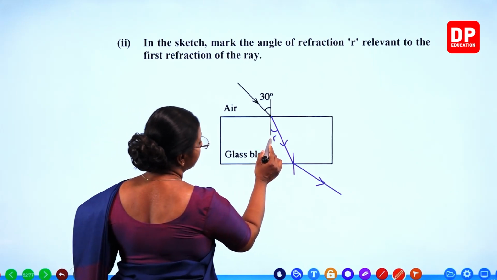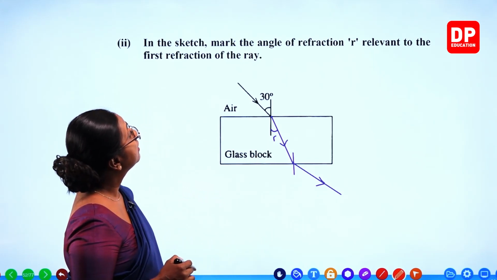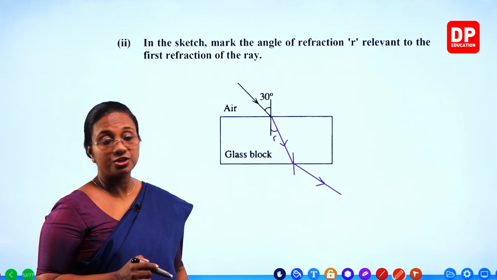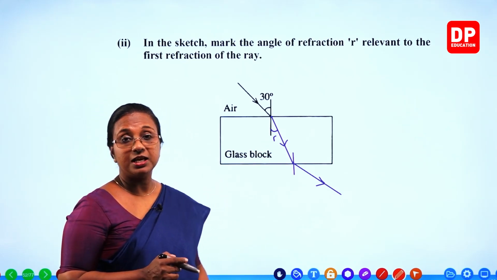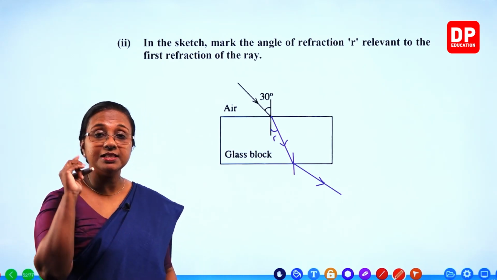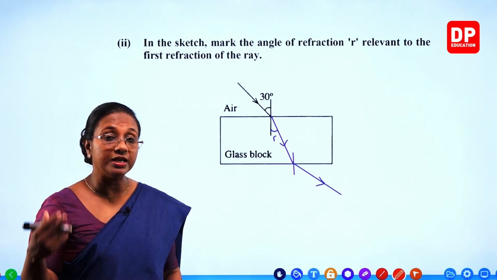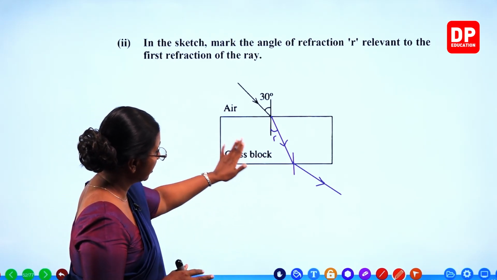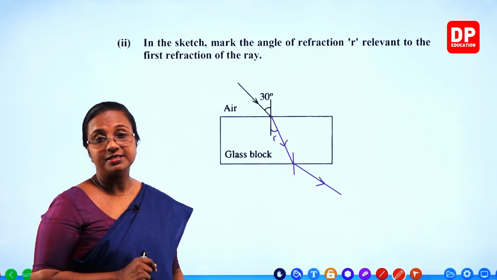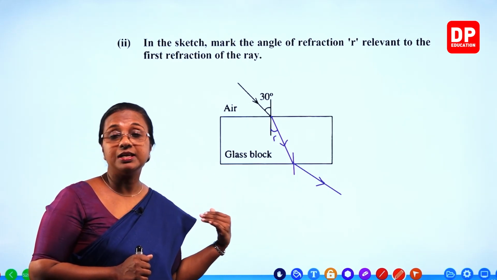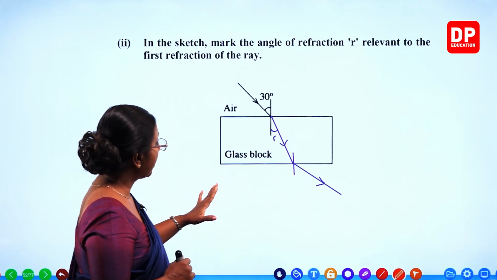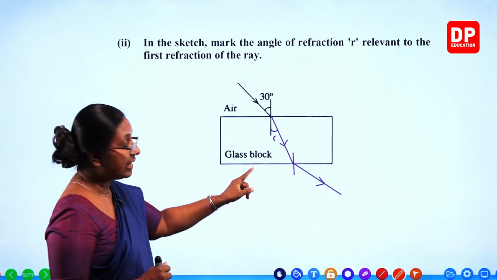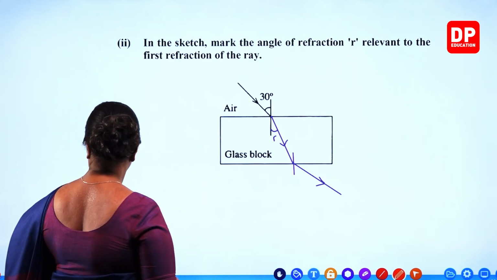So here we are supposed to mark R, the angle of refraction relevant to the first refraction of the ray. That I have marked here. You will be doing all this in the same diagram. You don't have to do it again and again. Here, of course, I have done it a second time because there I have marked all the information. So, in your diagram, you will have these two rays, then you would have marked R. With that, I'll move on to the next question.